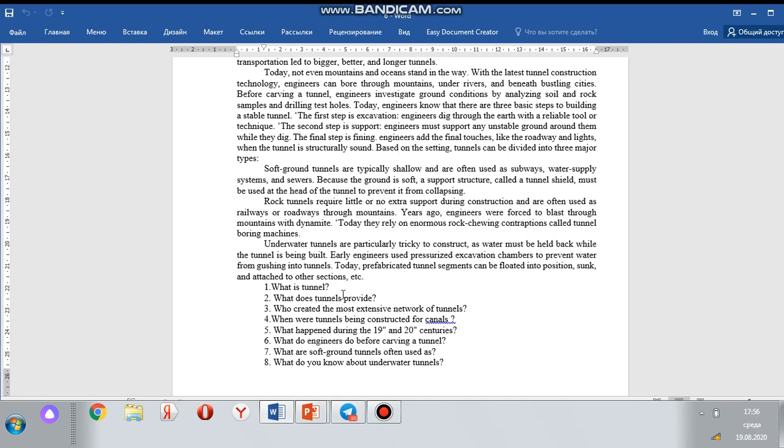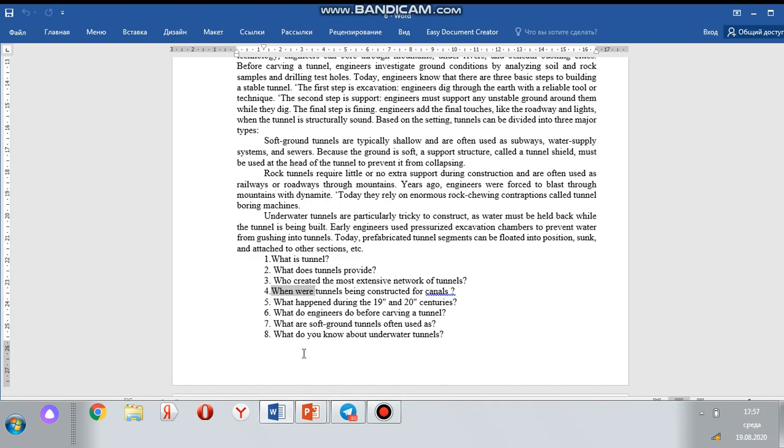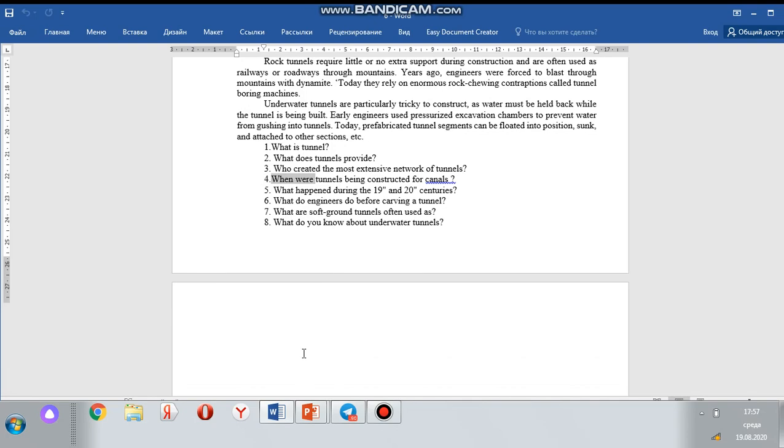For example, what is tunnel? What does tunnel provide? Who created the most extensive network of tunnels? When were tunnels being constructed for canals? The fifth one, what happened during the 19th and 20th centuries? The sixth one, what do engineers do before carving a tunnel? What are soft ground tunnels often used as? And the next one is, what do you know about underwater tunnels?